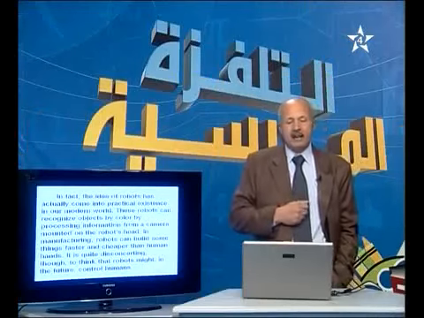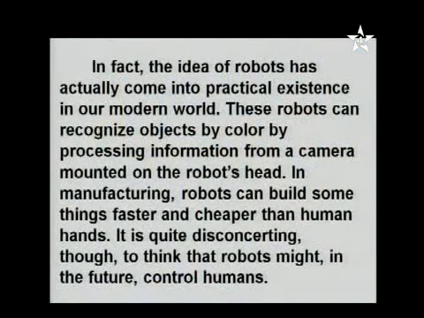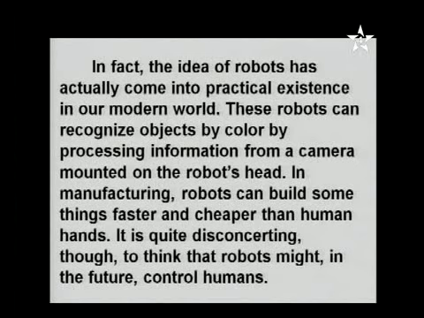Okay? Paragraph 2. In fact, the idea of robots has actually come into practical existence in our modern world. These robots can recognize objects by color by processing information from a camera mounted on the robot's head. In manufacturing, robots can build some things faster and cheaper than human hands. It is quite disconcerting, though, to think that robots might, in the future, control humans.